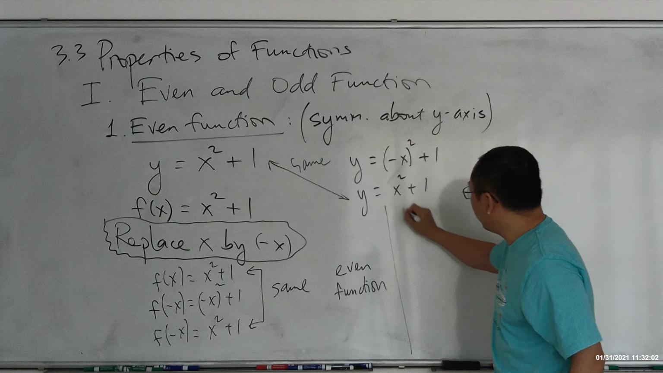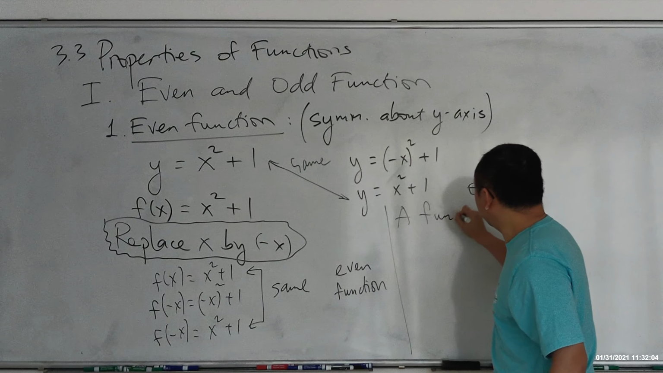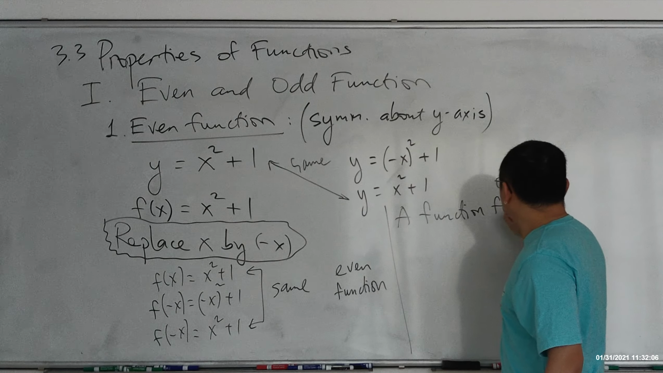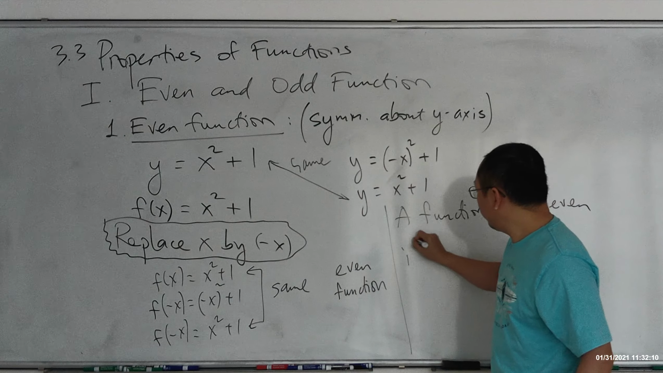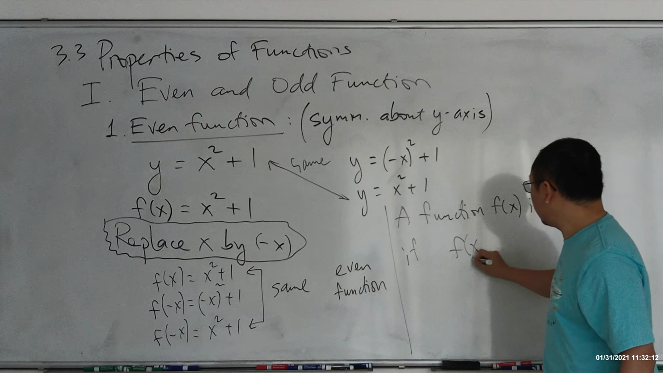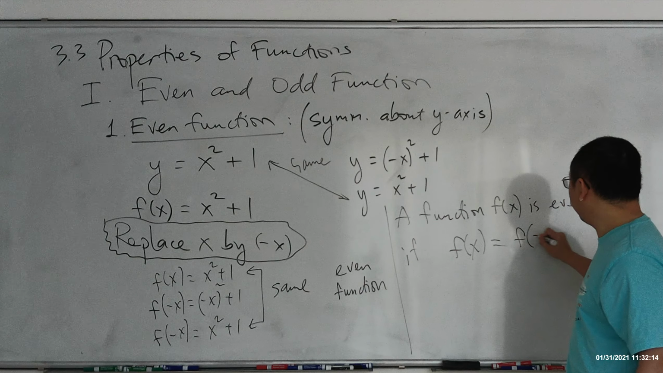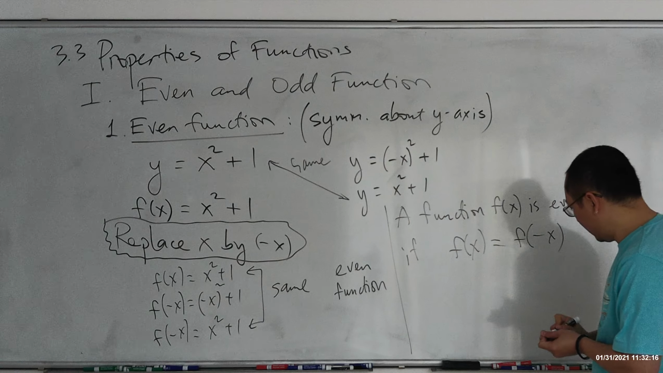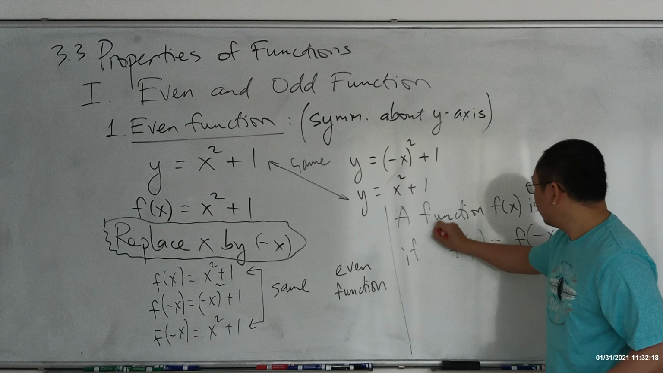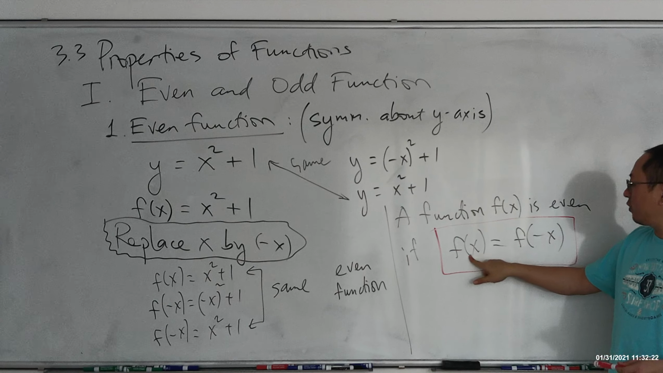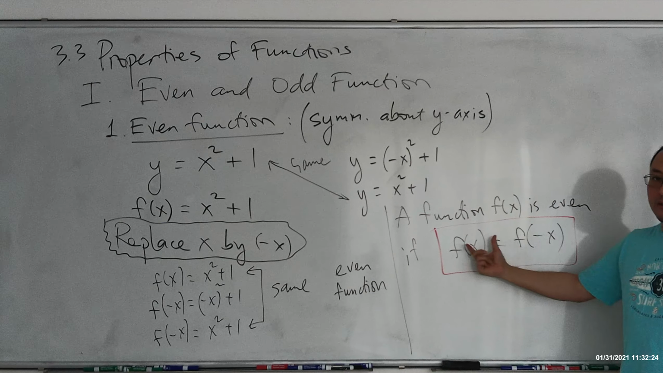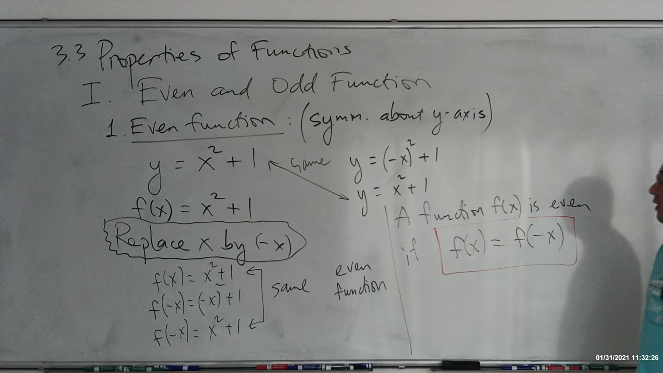Let me write the formula. A function f of x is even if f of x is equal to f of negative x. Let me box that. Alright? So, what do we mean right here? If you replace x by negative x, the function doesn't change. Then you have an even function.